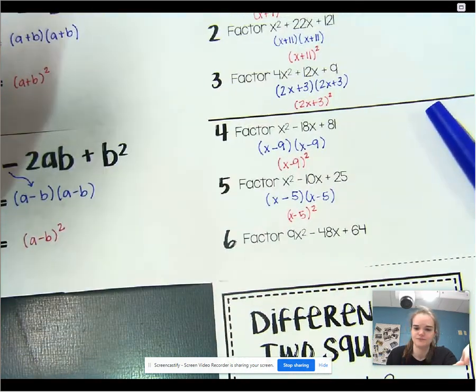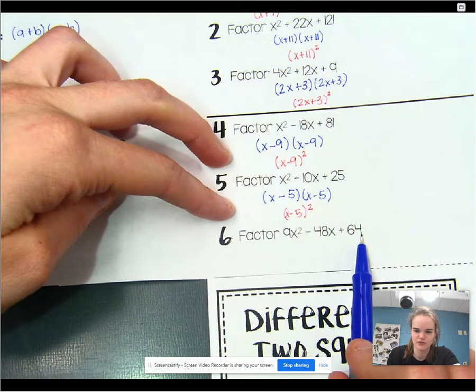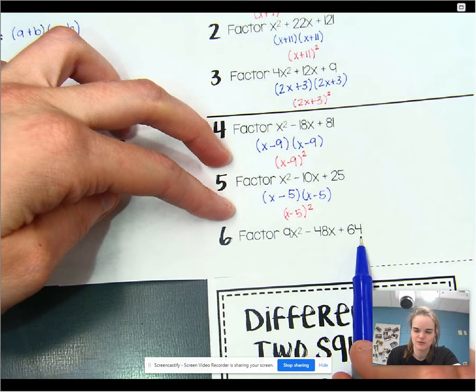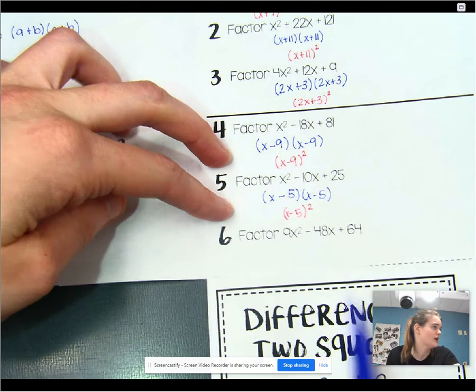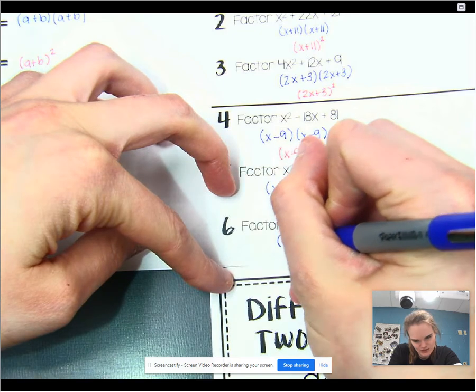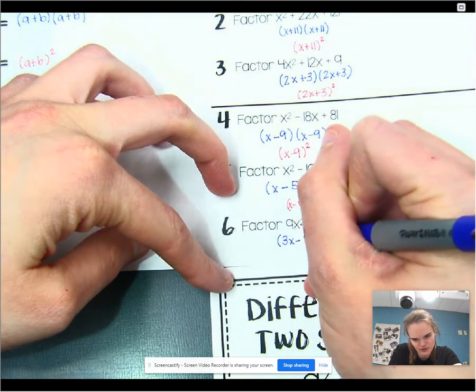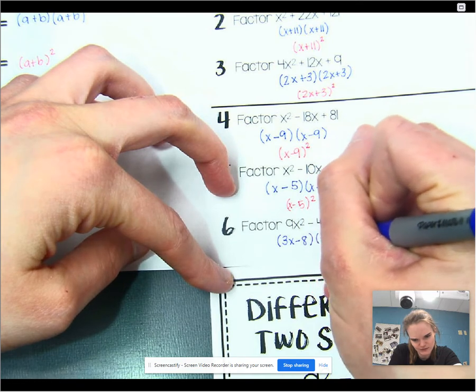Number 6, square root of 9 is 3, square root of 64 is 8, so 3 times 8 is 24, doubled is 48, so this is a special one. 3x, because square root of 9 is 3, minus square root of 64 is 8, and then double it.